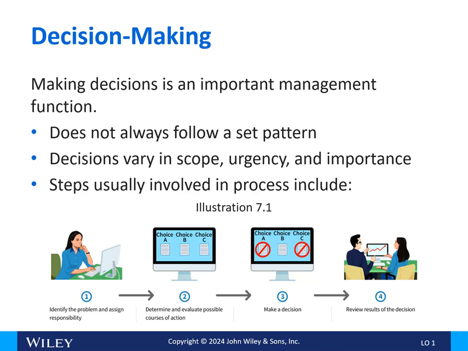So making decisions is important in the management function. It does not always follow a set pattern. Decisions vary in scope, urgency, and importance. Steps usually followed in the process include: 1. Identify the problem and assign responsibility. 2. Determine and evaluate possible courses of action. 3. Make a decision. And then finally, 4. Review the results of the decision.